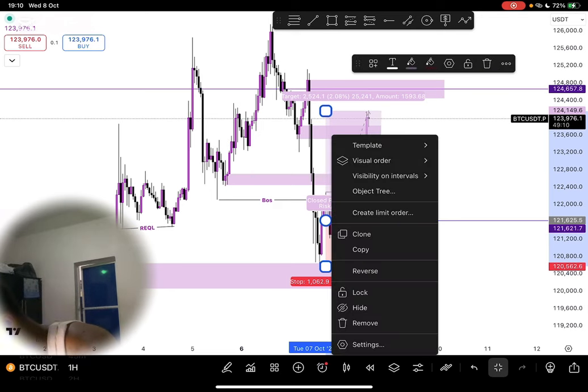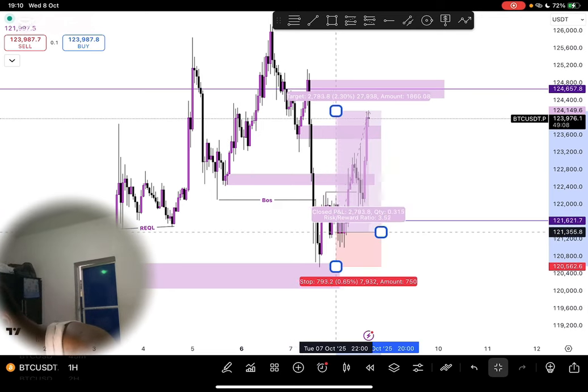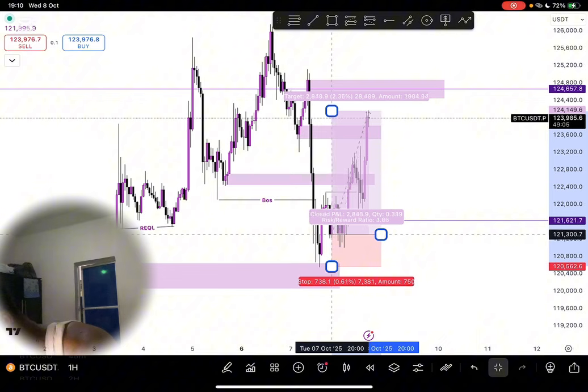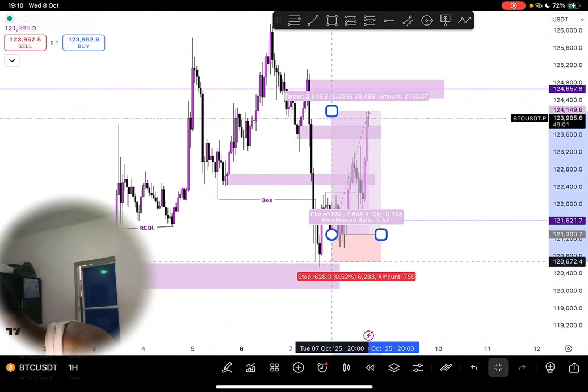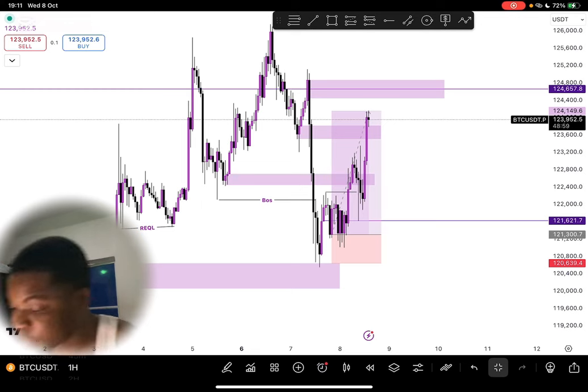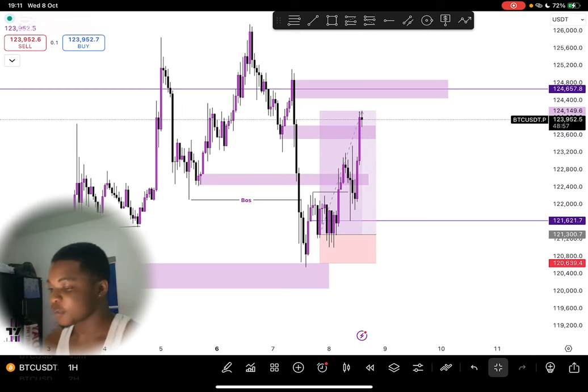So if I bring this down to this point, I think this is where I entered from. Yeah, my stop loss was just somewhere here. I think I made 1:4 though, but that is it for this one.